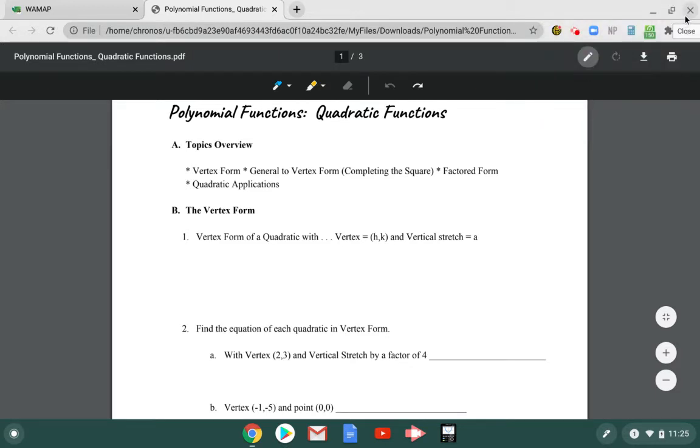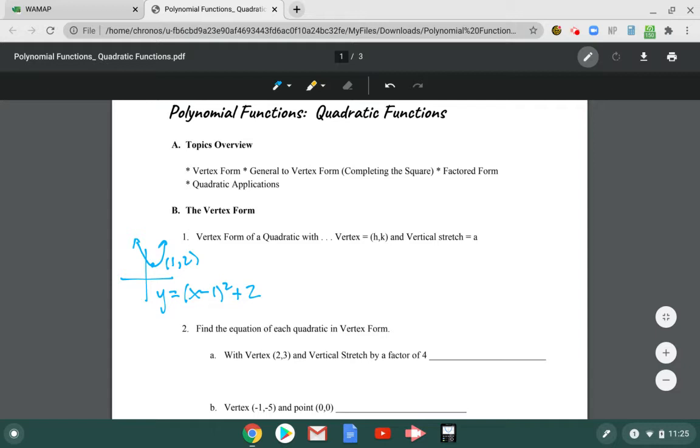We're going to start with the vertex form of the quadratic. I want to just use an example to get us started. So let's say that we've got a quadratic here, and its vertex happens to be at (1, 2). If I were to put this together, I would say, using transformations, it would be (x minus 1) squared plus 2. This is vertex form.